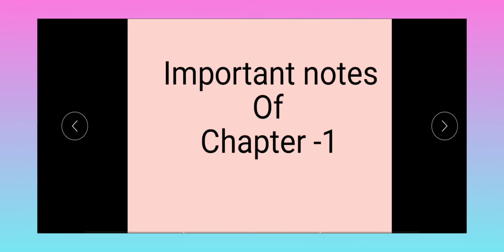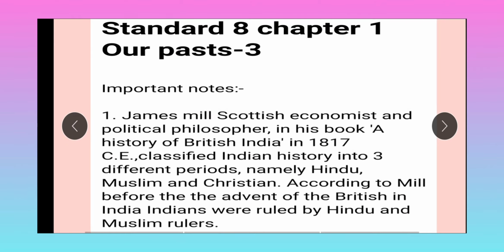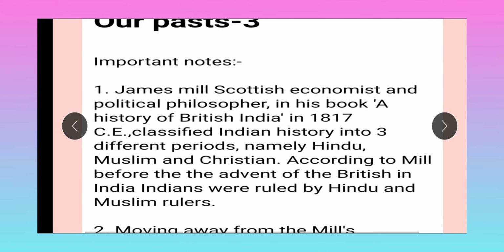Now next we will see the important notes of Chapter 1, Standard 8, Our Pasts-3. First one: James Mill, a Scottish economist and political philosopher, in his book A History of British India in 1870 CE classified Indian history into three different periods, namely Hindu, Muslim and Christian. According to Mill, before the advent of the British in India, Indians were ruled by Hindu and Muslim rulers.